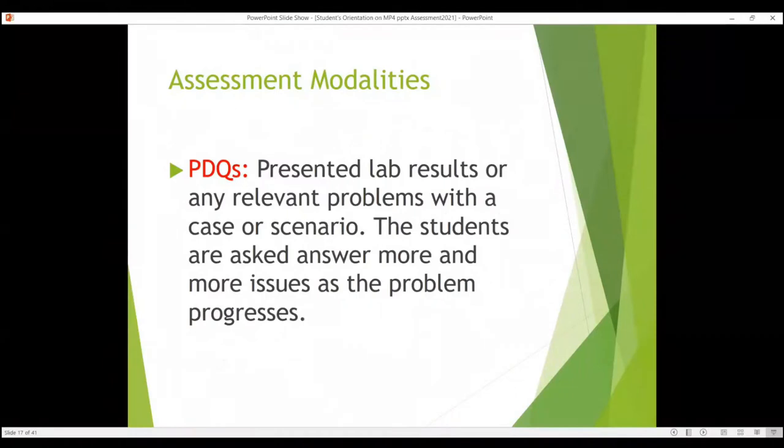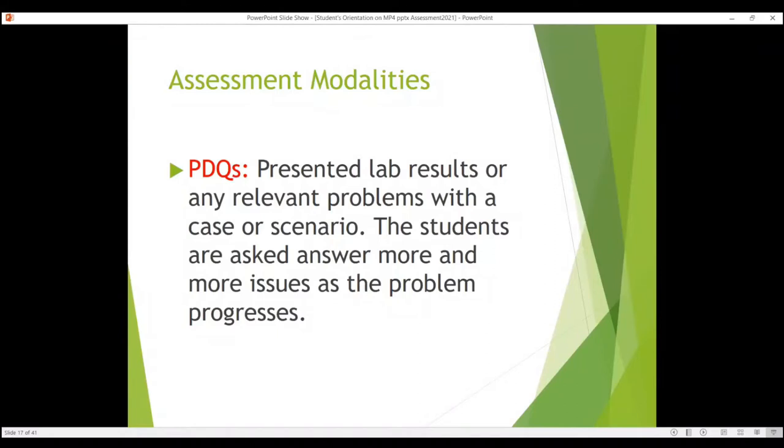Now, another one is what we call progressive disclosure questions. What is a progressive disclosure question? You will be presented with lab results or any relevant problem with a scenario or case. On the first page, you will be asked one question based on that scenario. Then on the second question, more information will be revealed. You will be asked more questions based on the same scenario, but with more information. That's why it is called a progressive disclosure question.